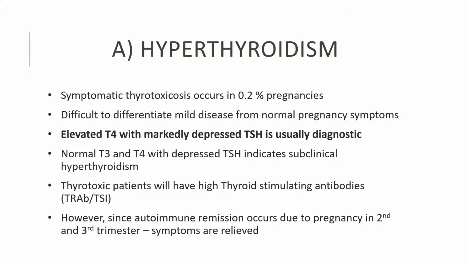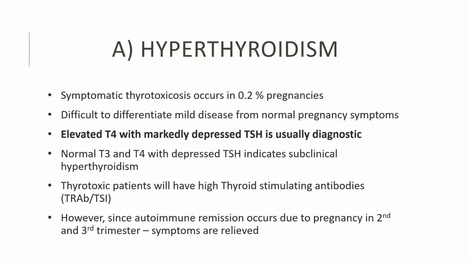Normal T3 and T4 with depressed TSH indicates subclinical hyperthyroidism, and we don't really treat subclinical hyperthyroidism in pregnancy at all. Remember, no matter how much the TSH is depressed, even if it is 0.00007 and so on, it doesn't matter. As long as the T3 and T4 are normal, you don't have to treat subclinical hyperthyroidism in pregnancy.